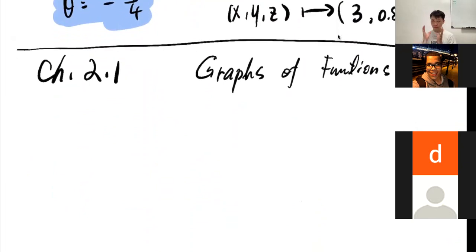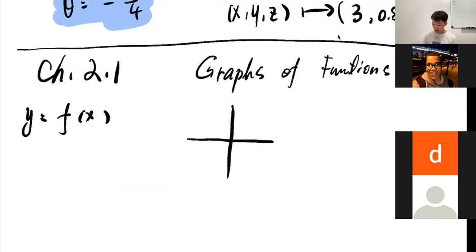So in calculus 1 or pre-calc or whatever, we only talk about functions on the xy plane. The reason is that when you have y equal to f of x, the graph is a curve on the xy plane.